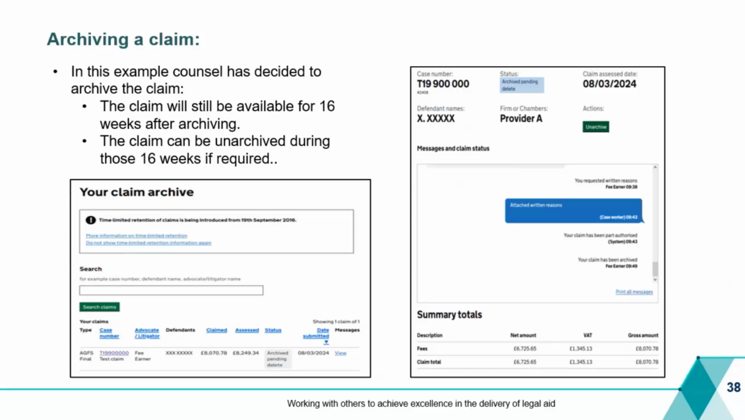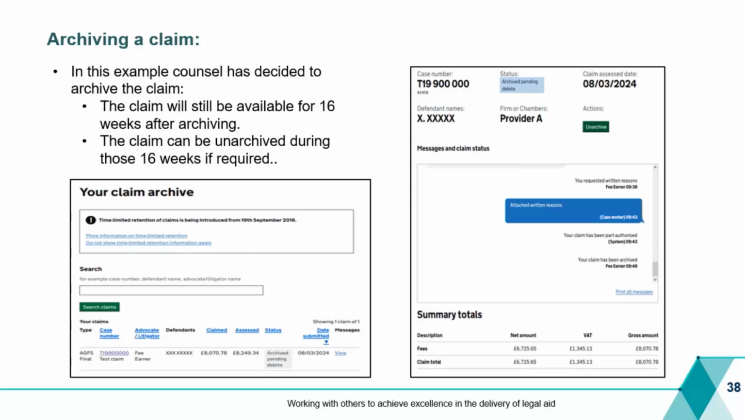That will show within the system for a period of 16 weeks. During that period of 16 weeks, you can unarchive the claim. And if you go back into the system, you'll see this unarchive option there. If you were to click that button, it then brings the claim back out of its archive state and will allow you to further redetermine or potentially request written reasons with the bill. If, however, you remain satisfied with all of that once you've archived it, the claim will remain there for 16 weeks. But after 16 weeks, the claim will automatically delete itself and will no longer be within the list of cases that you have there.